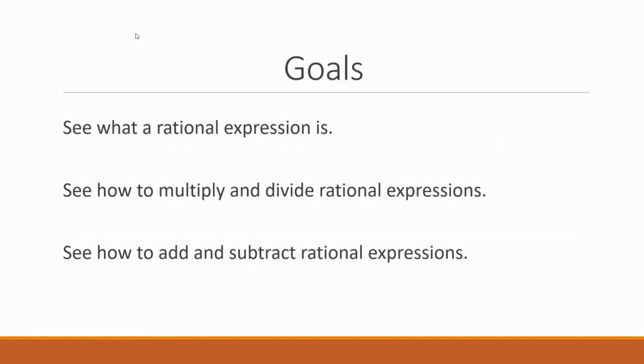It's almost like a generalization of fractions. You know how from integers you can get fractions of integers? Basically, rational expressions are going to be fractions of polynomials. We'll see how to multiply and divide them and add and subtract them. Essentially, it's the same rules as for adding, subtracting, multiplying, and dividing fractions of integers. You need a common denominator, that kind of stuff.